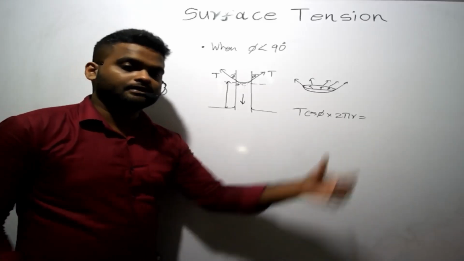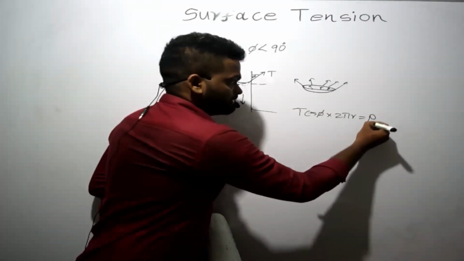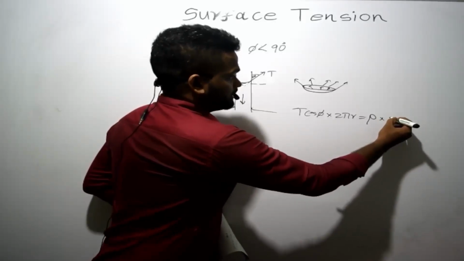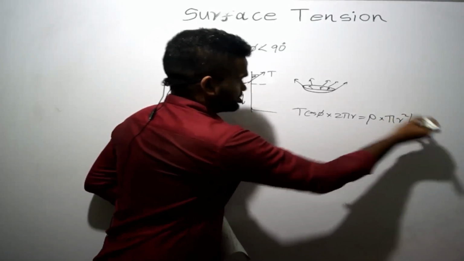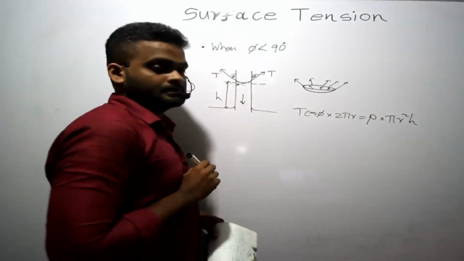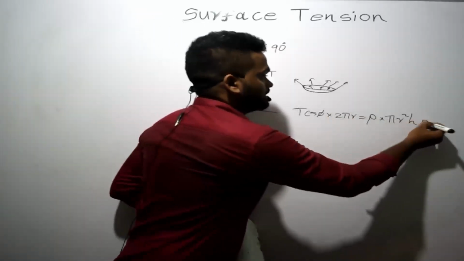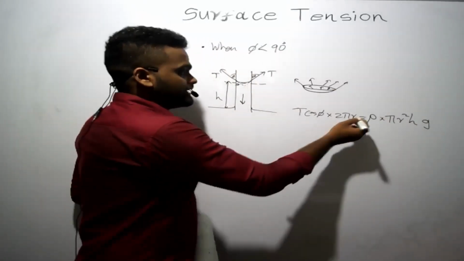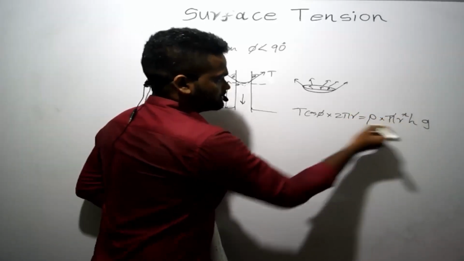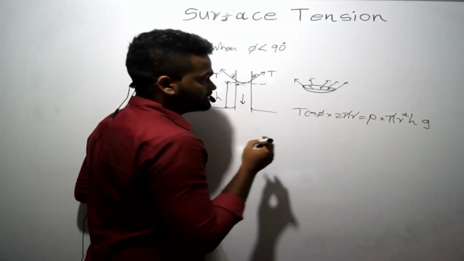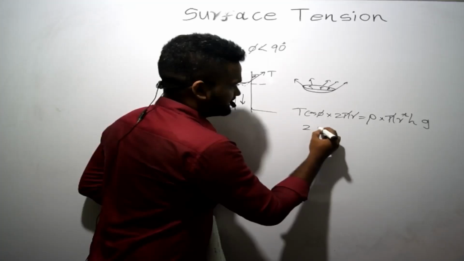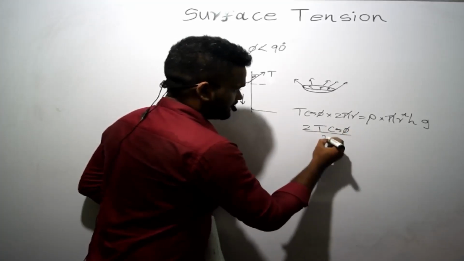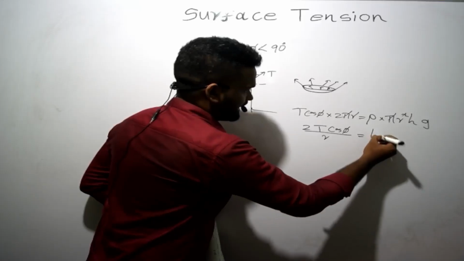2 pi r is equal to the weight of the water column. How did you write the weight? Density of the water column, then volume of the water column. What is that? Pi r squared h. This is h, right? Times g. Then you can cancel off the same ones. Then you get 2T cos phi divided by r equals h rho g.